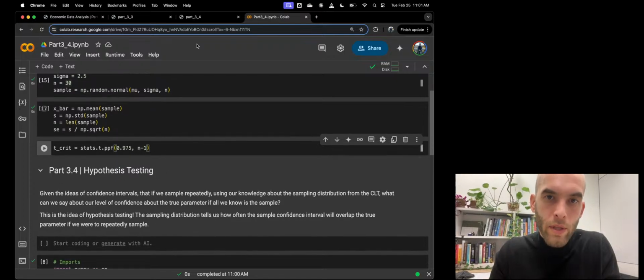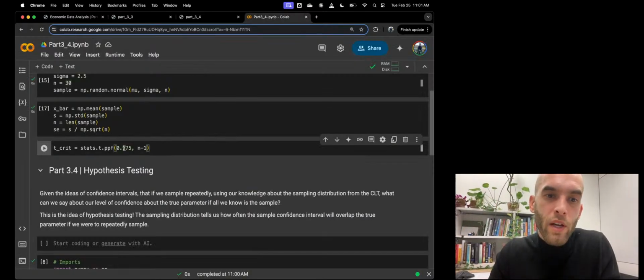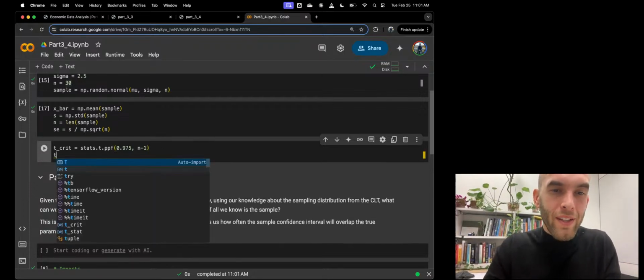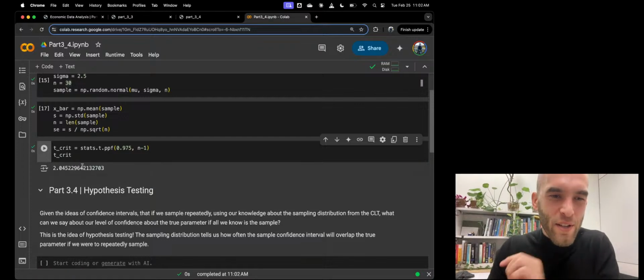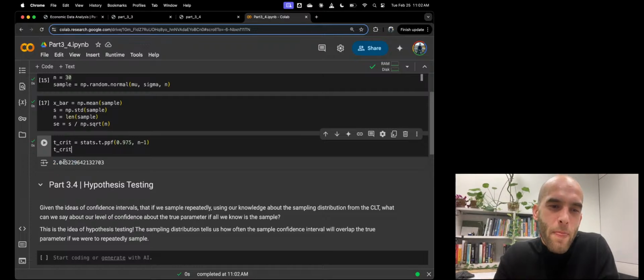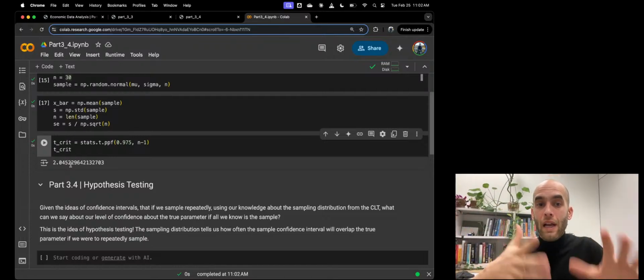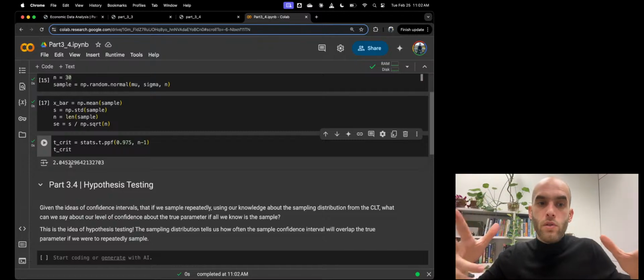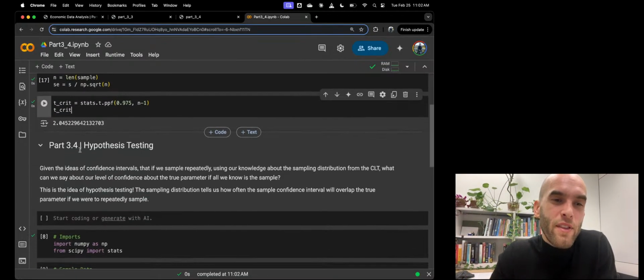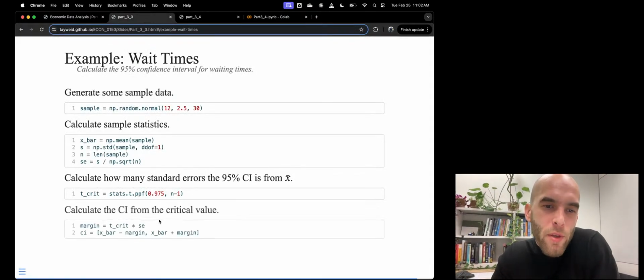Because we have two tails, we're looking at both ends, we need 97.5 to make sure the alphas add up to 0.05. So we'll run this, and this gives us the critical regions on either side. So this is how many standard errors away from X bar under the t distribution contains 95% of the data. Okay, so this is just an example.